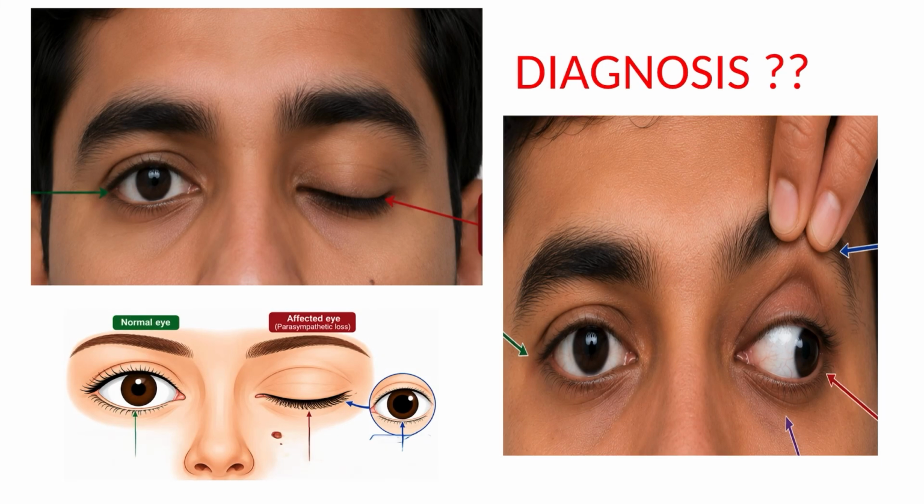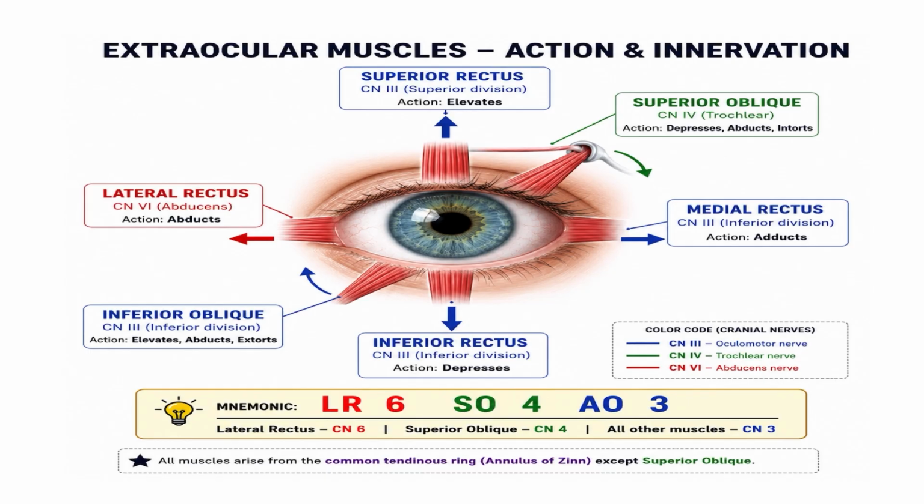A 60-year-old man presents with acute onset of ptosis, and on lifting the eyelid physically, we find the eyeball is deviated outwards and downwards, and on looking at the pupil, it is dilated. So what's your diagnosis? Yes, it's a case of complete third nerve palsy.